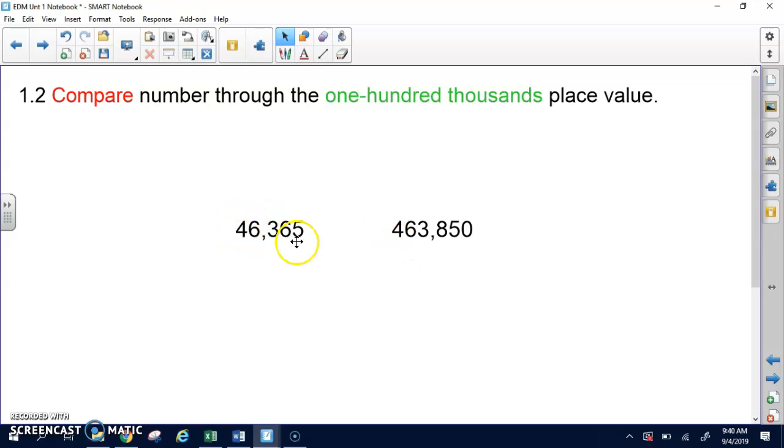But you notice something: the 4 in these numbers, one is in which place value? This one right here is in the 10,000s place, and the 4 in this one is in which place value? The 100,000s. So automatically, what do you know? We know that the number on the right is bigger. Will you show us that with a symbol, please?